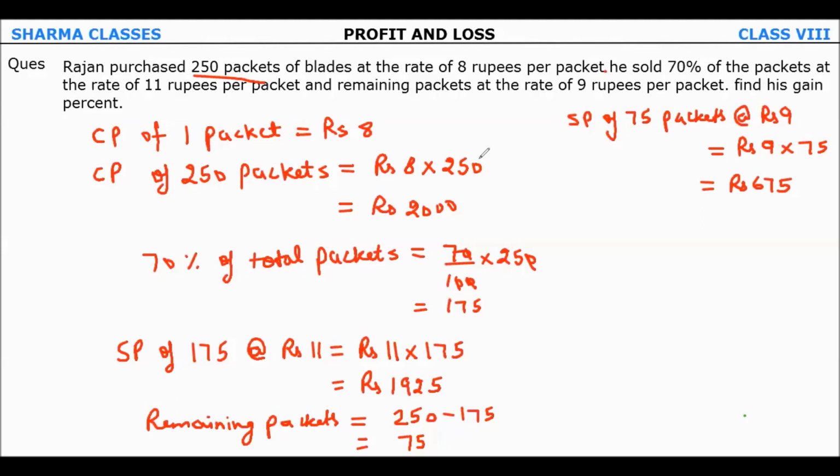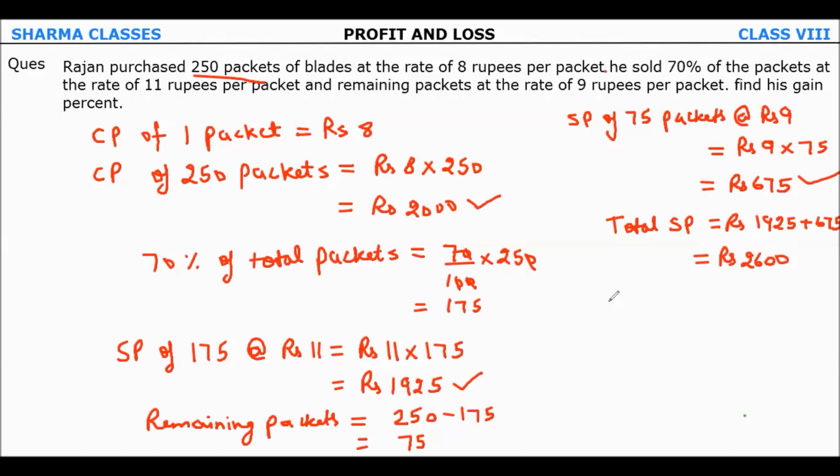Now the question says find his gain percent. So we have to see the total SP and total CP. The CP of 250 packets is rupees 2000. We have to find the total SP of 250 packets. As we can see, the SP of 175 packets is rupees 1925 and the SP of 75 packets is rupees 675. So we add both values, and from here we get rupees 2600.